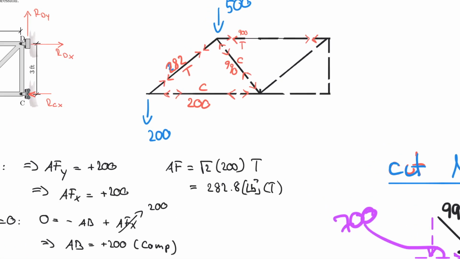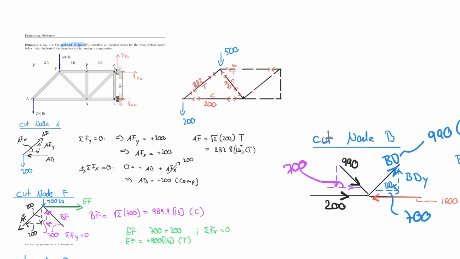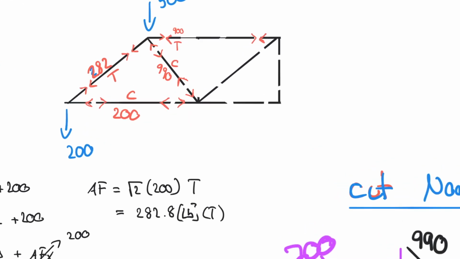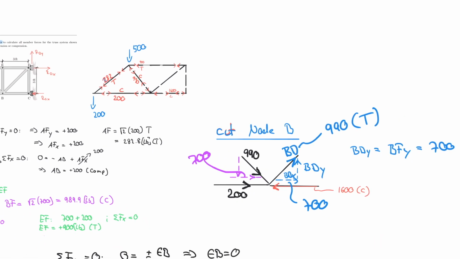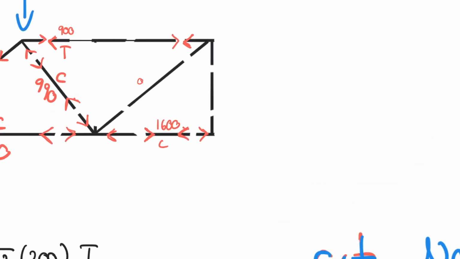So let's look at that. Let's go to our problem up here. So that was compression of 1600, and compression means pushing on the node, pushing on the member. And my diagonal member was 990 in tension. Tension means pulling on the node, pulling on the member, pulling on the member, pulling on the node.